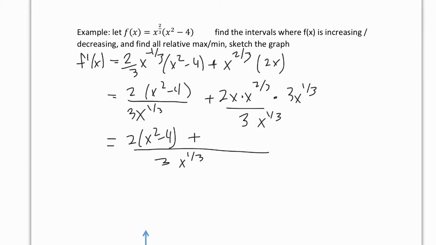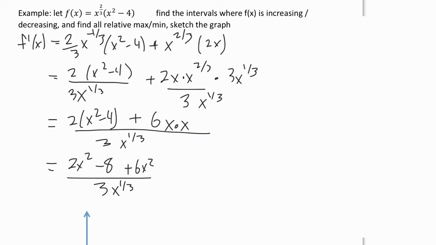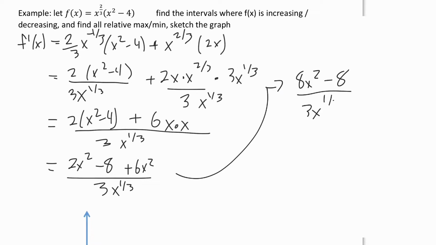We can go ahead and clean up the top. 2 times 3 will be 6. And x to the 2/3 times x to the 1/3 will be x to the 3/3, so just an x. So 2x squared minus 8 plus 6x squared over 3x to the 1/3. Keep going with this. So we'll have 8x squared minus 8 over 3x to the 1/3.